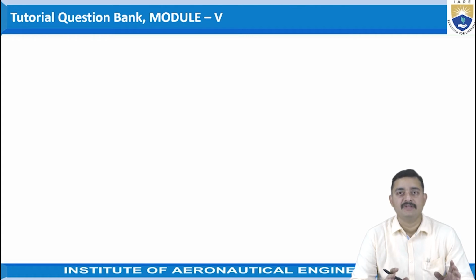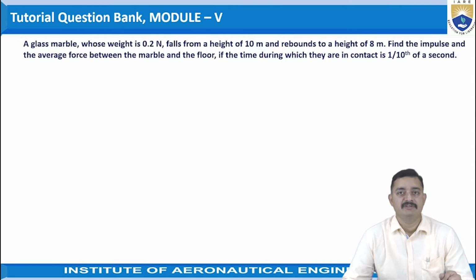Now let us go to the problems, the important problems that are seen in the impulse momentum equation. The first problem given is a glass marble, whose weight is 0.2 newtons, that falls from a height of 10 meters. A glass marble is a small glass ball that children used to play with. Falling from a height of 10 meters, we can consider it a freely falling body.